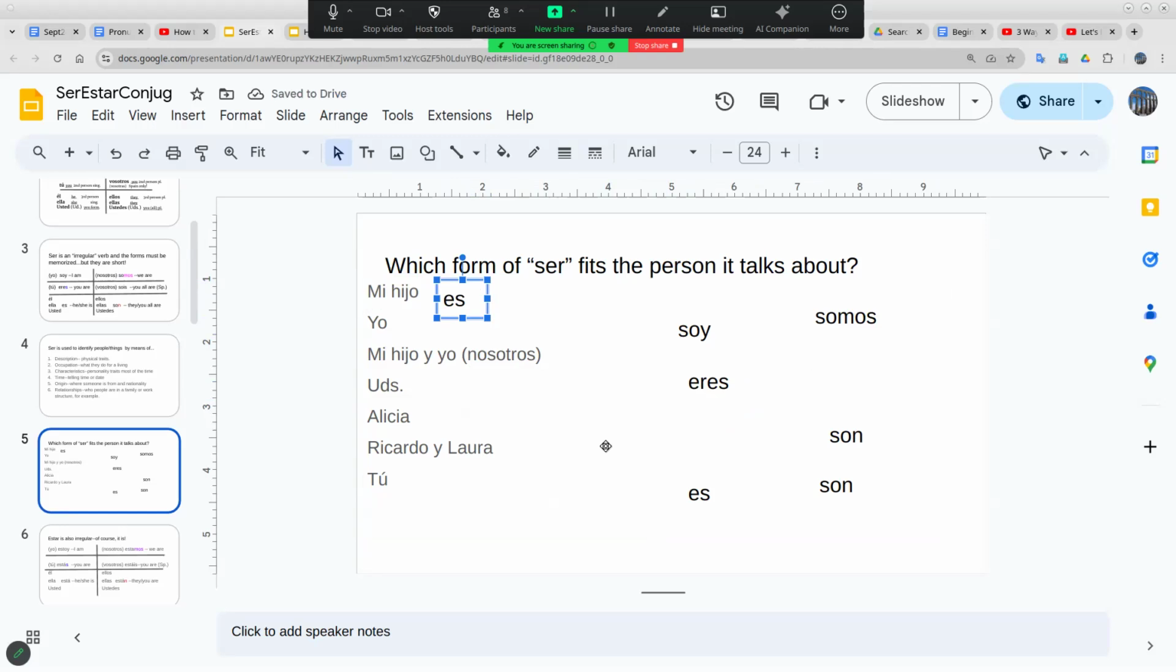Mi hijo es. We're just seeing if you can match up the right verb form with the person being talked about. Mi hijo es. So a longer example, because most people don't just say my son is. Mi hijo es alto. My son is tall. Mi hijo es moreno. He's brunette.